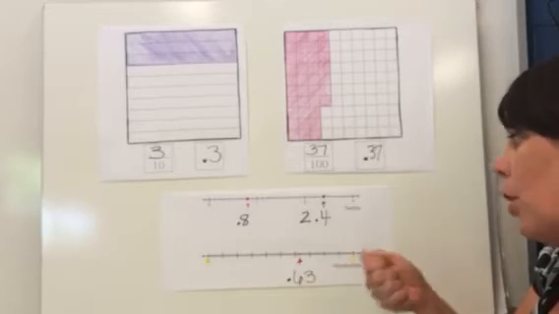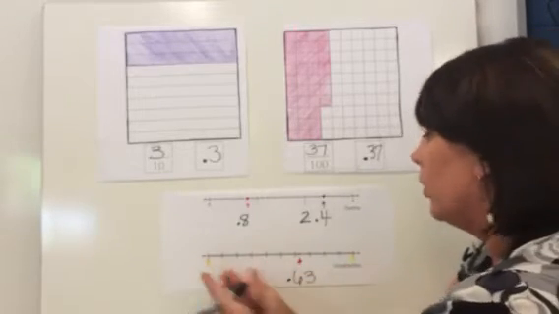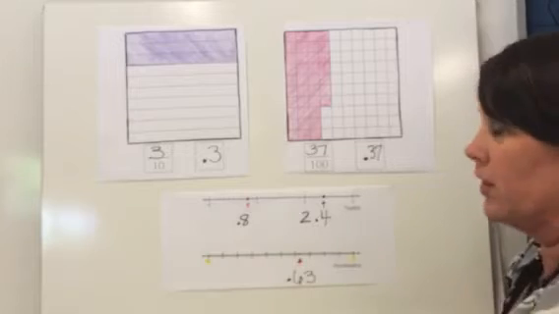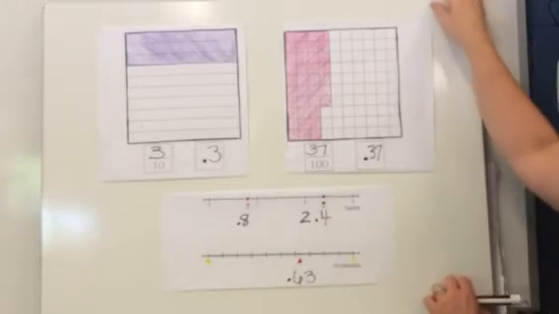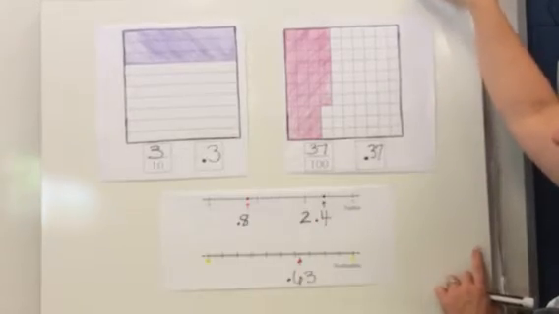But again, notice it's part of a whole. It's not 0, it's not 1, it's in between them. This isn't 2, this isn't 3, it's in between 2 and 3. And in this case, it's 2 4/10.